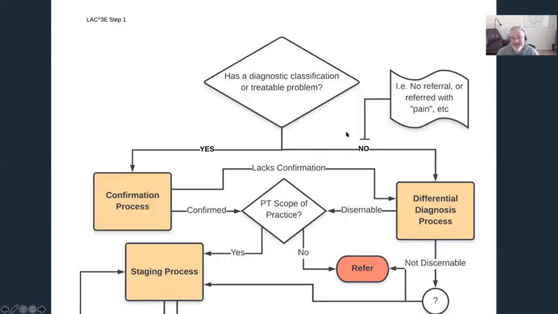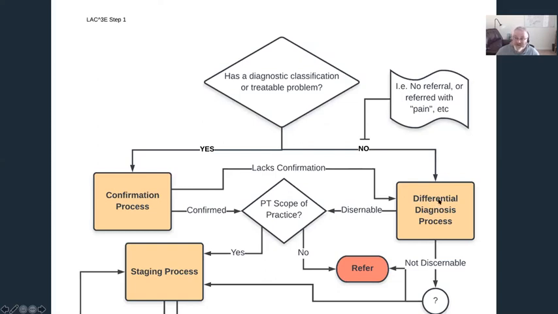So let's take a look at the top. If they have a diagnostic classification treatable problem, then you enter a confirmation process. If it's confirmed, then you question whether it's part of your scope of practice. If it is part of your scope of practice, then you go into what's called a staging process. If it's not part of your scope of practice, then you go to the referral process. And if it lacks confirmation, then you enter the differential diagnosis process. When we go into the confirmation process, it tells a little bit about what that might look like.